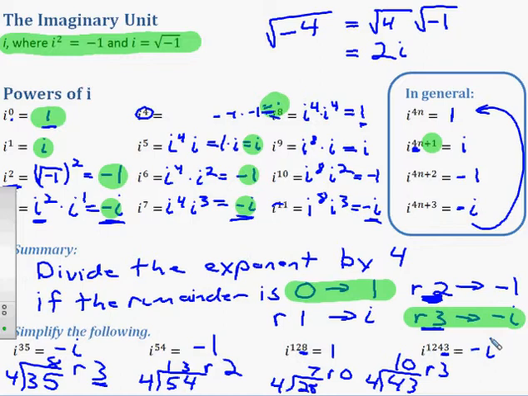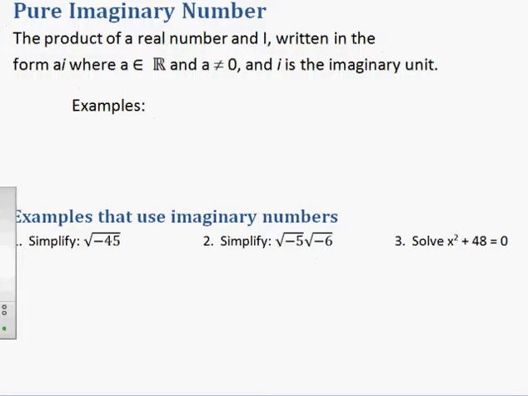Now that we hopefully can do that pretty well, we're going to jump to this last slide here. The product of a real number, so a pure imaginary number, this is the definition of a pure imaginary number. We don't really write capital I, we always use lowercase i. The product of a real number and i, written in the form ai, where a is a real number, a does not equal 0 because you'll be multiplying by 0 and you just get 0, and i is the imaginary unit.